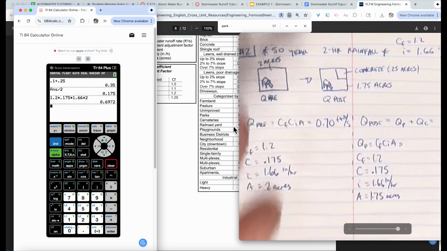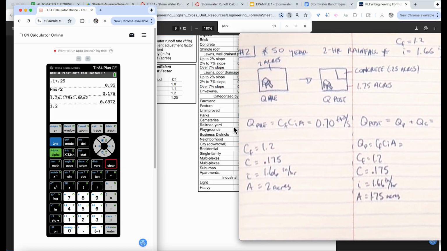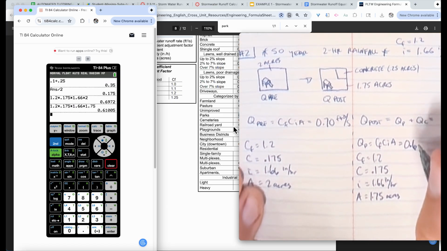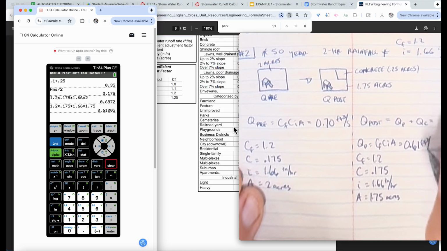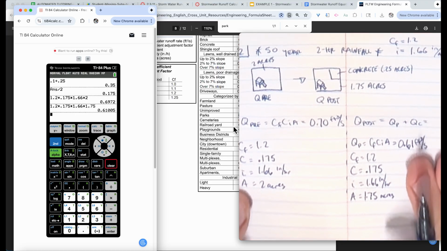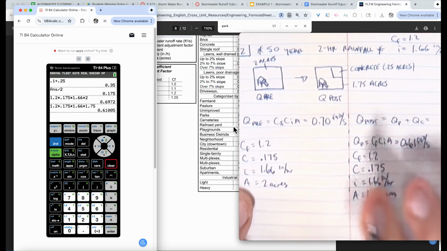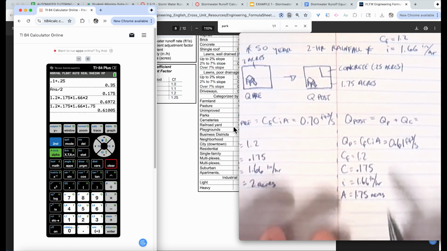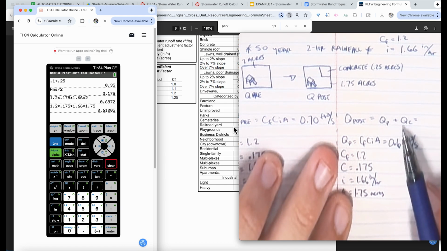Okay, so let's go ahead and punch all these numbers in. 1.2 times 0.175 times 1.66 times 1.75. And so now we have about 0.61 cubic feet per second of water running off of this parkland here whenever it's 1.75 acres. And so now we found QP, right? Now we just have to find QC.